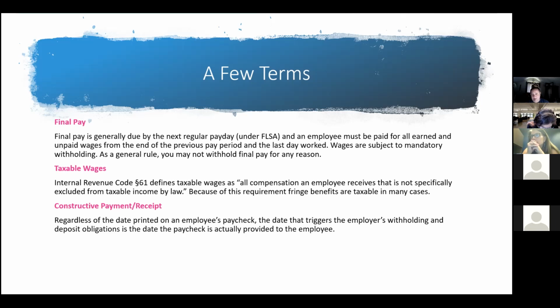So if you're a semi-weekly filer for federal and you pay somebody on Friday, taxes are due the following Wednesday, pending that there's no holidays or anything crazy. Or if it's over $100,000, it's due on Monday. But if it was not paid until Monday, it wouldn't be due until the following Friday. So you can see the difference in that. So you want to be careful. Make sure the date that's printed on the check is the date that the check is actually provided to the employee.